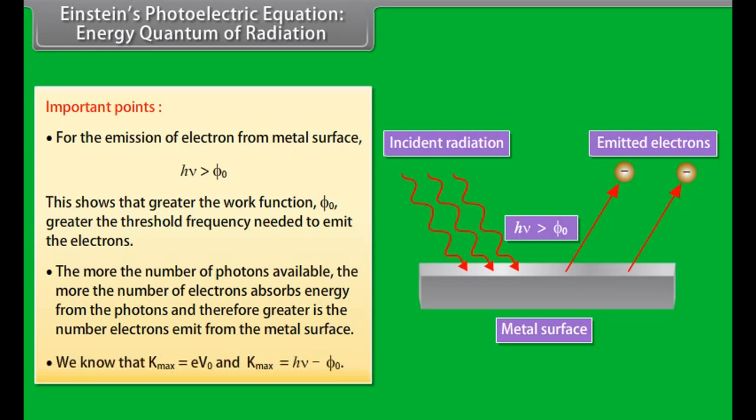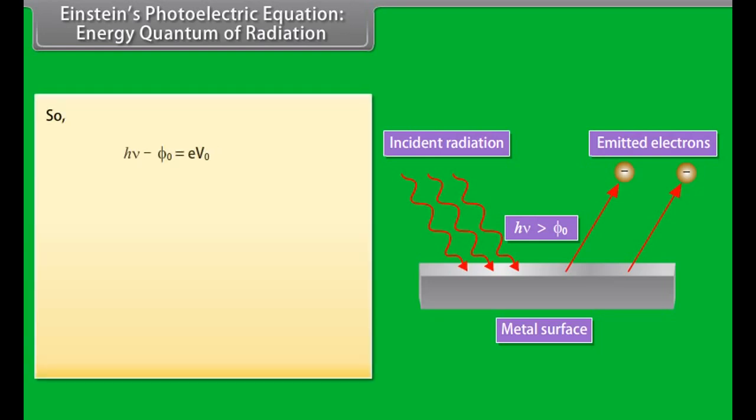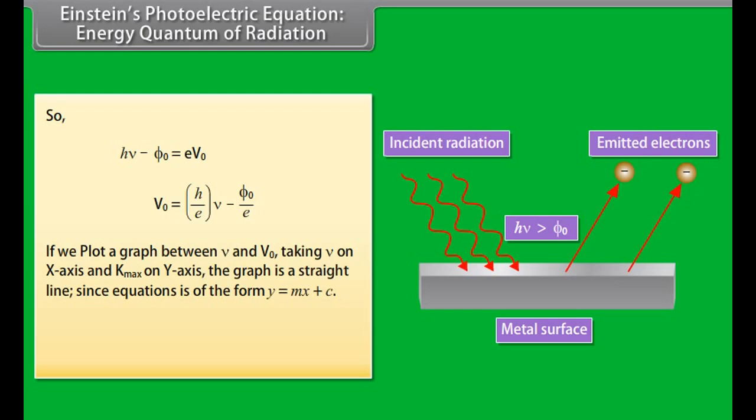We know that Kmax equals eV0, and Kmax is equal to h nu minus phi 0. So, h nu minus phi 0 is equal to eV0. V0 is equal to h by e into nu minus phi 0 by e. If we plot a graph between nu and V0, taking nu on the x-axis and V0 on the y-axis, the graph is a straight line, since the equation is of the form y equals mx plus c. The slope of the line m is equal to h upon e, which is a universal constant.